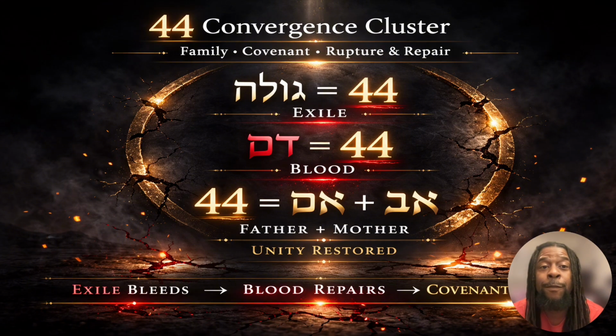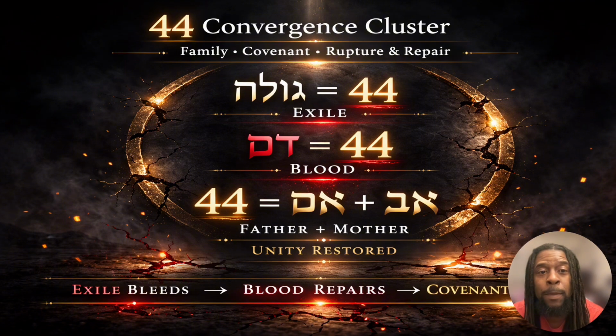The 44 convergent cluster, I like to call it: family, covenant, rupture, and repair. Exile equals 44. Gola, right? Gimel, Vav, Lamed, Hey. Gimel being 3, Vav being 6, giving you 9. Lamed being 30, giving you 39. And Hey to the 39, which is Hey is 5, giving you 44.